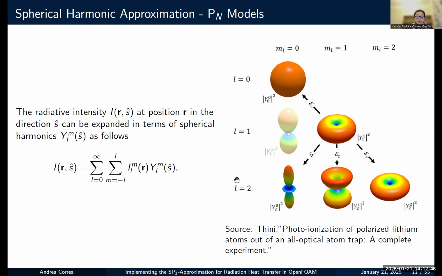L is a number that represents the number of the angular nodes in the function. If L increases, the function shows greater complexity in its angular structure. M depends on the L number, and this is the function that varies along the azimuthal axis. I mean, this shows the rotation around the vertical axis.